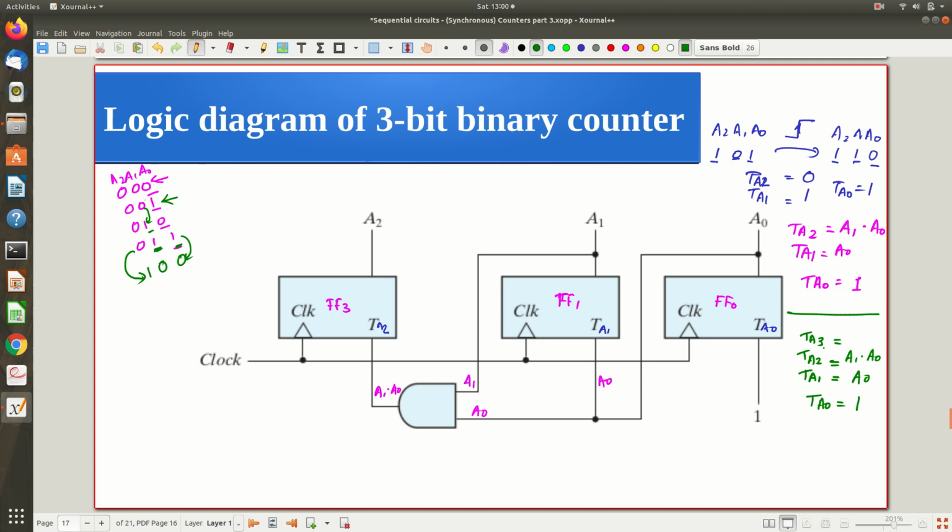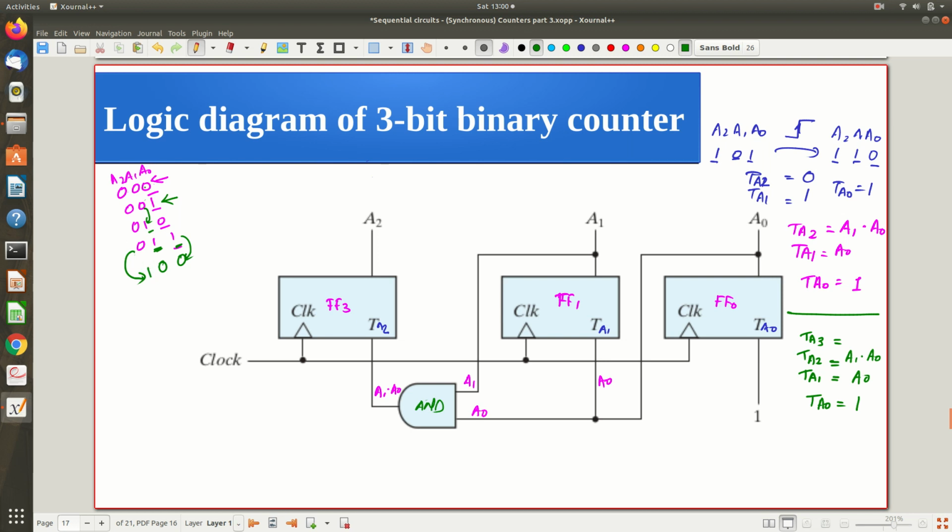This A2 is a more significant bit, and that is controlled by TA2, right? Flip-flop 2 has the input TA2. I want TA2 in toggle mode, only then will A2 switch. So for that, I took A1 and A0 and passed them through an AND gate. You know the speciality of the AND gate: it gives you a 1 only when A1 and A0 both are 1, and both A1 and A0 are 1 only in this case, and at that time only I want the next bit to be toggled.